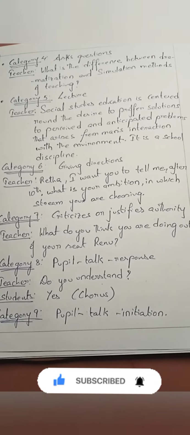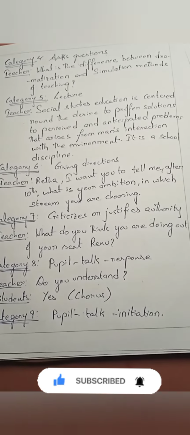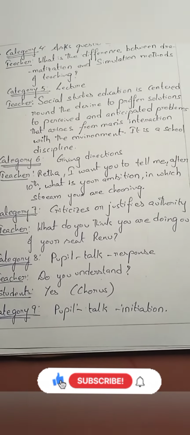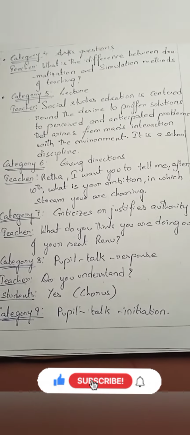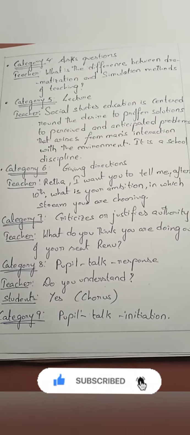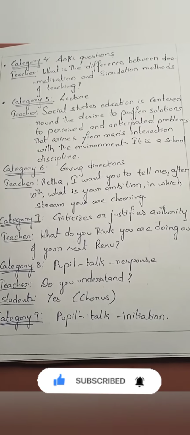Category 7, criticizing or justifying authority. What do you think you are doing out of your seat, Renu? Category 8, student talk response. Teacher: Do you understand? Students: Yes, in chorus. Category 9, student talk initiation.